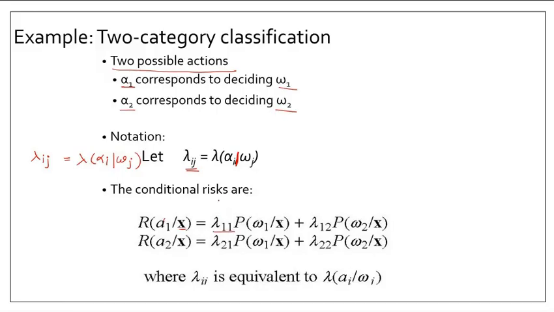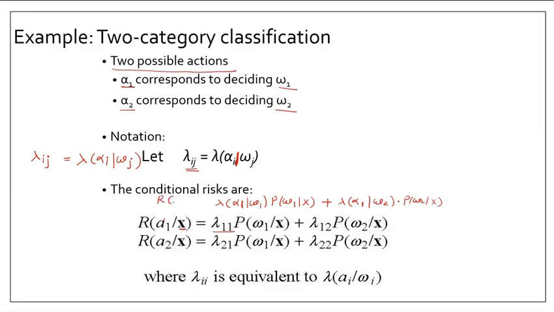So lambda 11, that means actually it is lambda alpha 1 given omega 1, that is, the true state is omega 1, multiplied by the probability of omega 1 given x. Then the other reverse kind of thing: the loss when I take decision alpha 1 given the true state is omega 2, multiplied by the probability of omega 2 given x. Try to understand this equation.